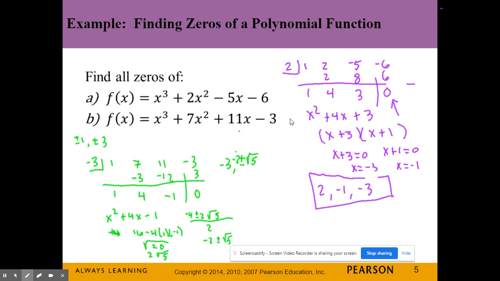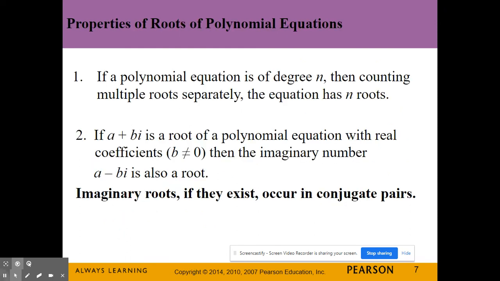All right, let's take a look at the next example. A couple properties of roots of polynomial equations are going to help us here. Property 1 says if a polynomial equation is of degree n, then counting multiple roots separately, meaning ones that have a multiplicity of more than 1, the equation has n roots. So whatever the degree is, it's going to have that many roots.